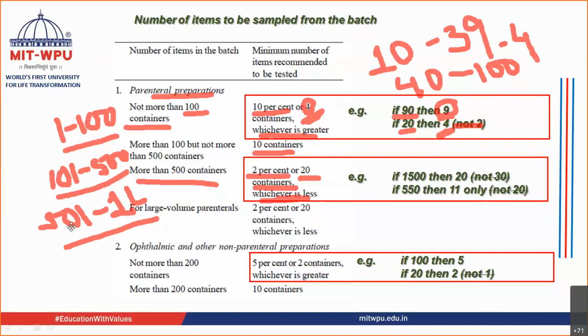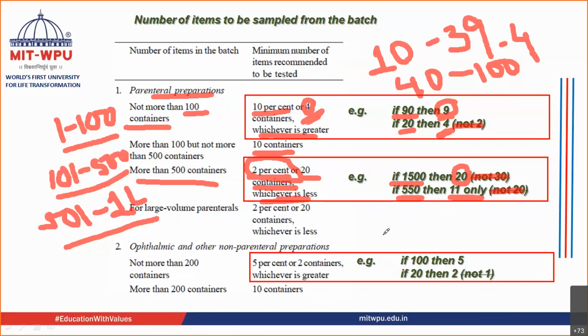Just for an example, above 500, I have taken an example of 1500. So you have 1500 containers. 2% of 1500 containers, how much will it be? It is going to become 30. But you are not going to take 30 containers, whichever is less, that you are going to take. So you are not going to take 30, you are going to take 20. If you have 550 containers, then you are going to take only 2%. Whichever is less, please remember. So for 550, you are going to choose only 11 containers, and you are not going to choose 20 containers.